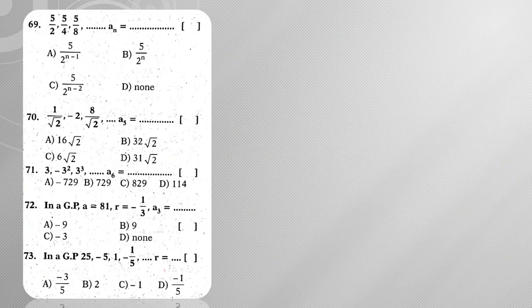Next, moving on to question number 69. If you observe these things carefully, the numerator is 5 in all the terms. Then how can I write an? If you observe the pattern, the denominator here is 2 power 1. This I can write as 2 square. This I can write as 2 cube. Likewise, if it continues, I can write the nth term as 5 by 2 power n. Hence this is my answer.